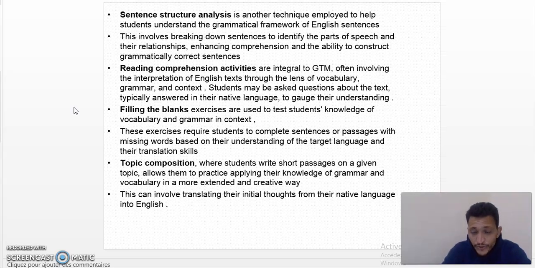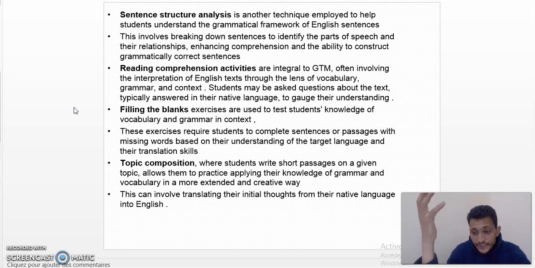Reading comprehension activities are integral to GTM, the grammar translation method, involving the interpretation of English text through the lens of vocabulary, grammar, and context. Students may be asked questions about the text, typically answered in their native language to gauge their understanding. So students interpret the English text through the lens of vocabulary, and they answer comprehension questions, but in their native language.